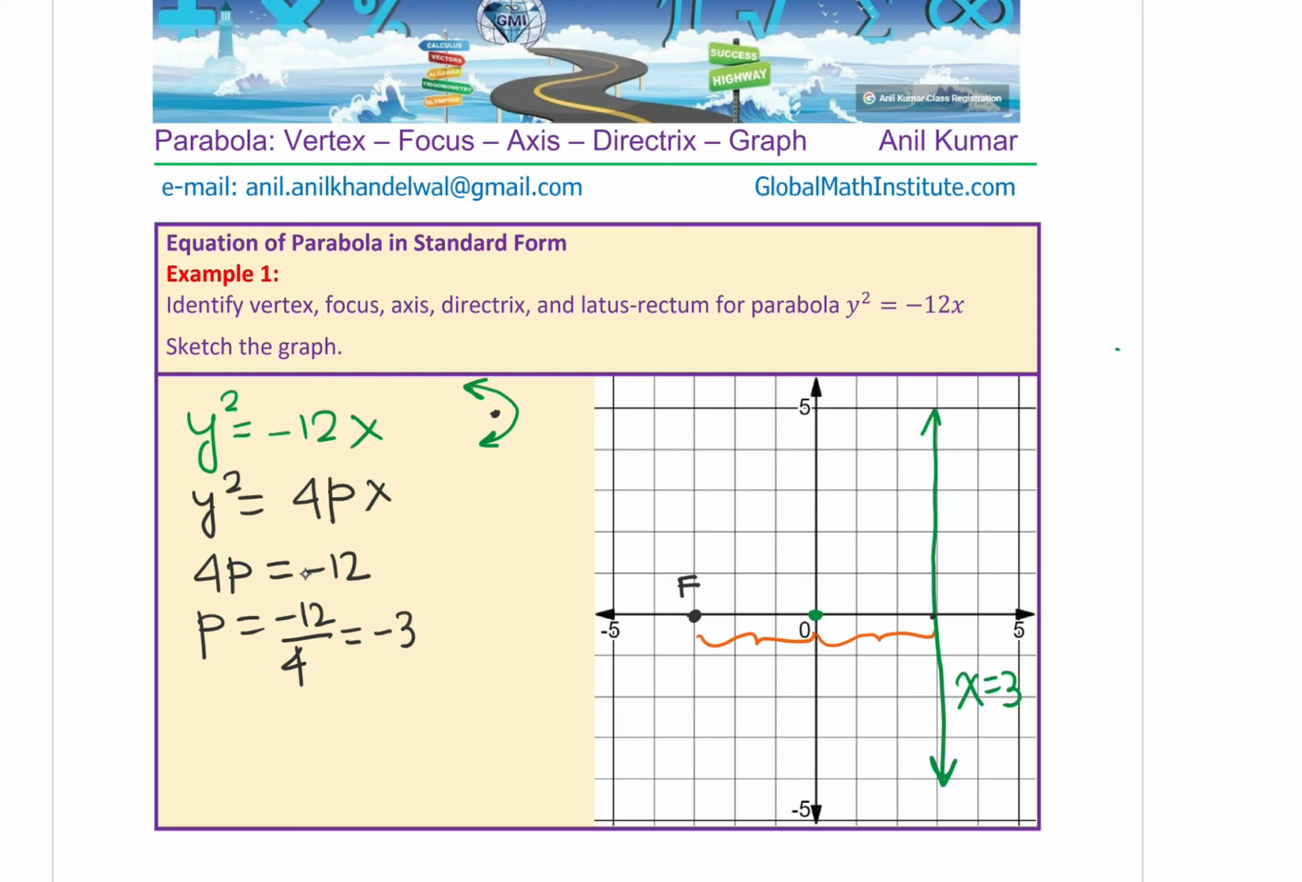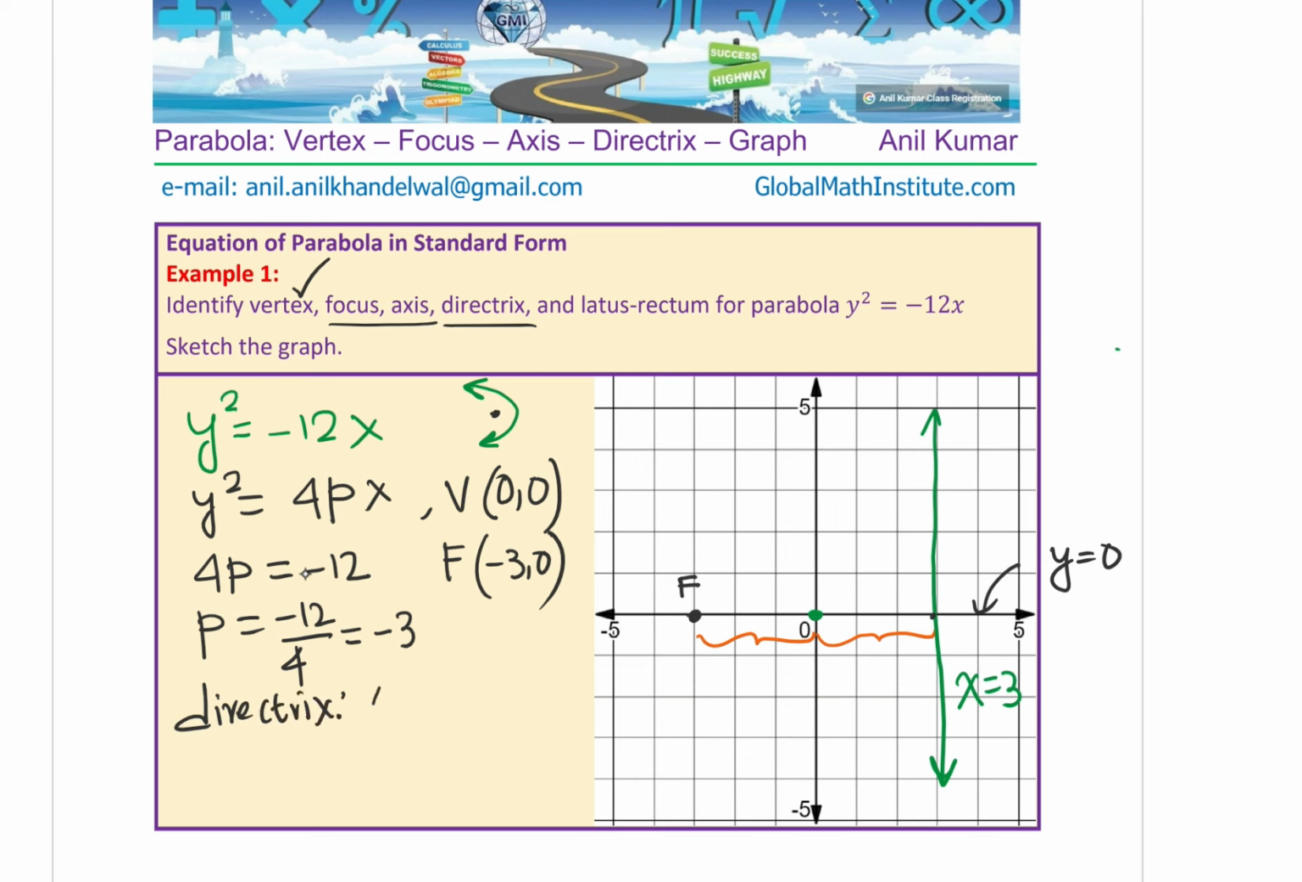So we got the vertex. Vertex for us is 0, 0. Let me rewrite. So we have vertex 0, 0. And then focus is at along the axis, and axis is y equals to 0, right? Along the axis at -3, 0. So we got the focus. Now directrix is the vertical line. Directrix will be what? So directrix will be the vertical line as shown here, x equals to 3, correct?